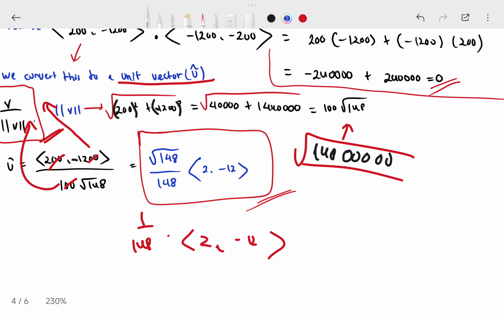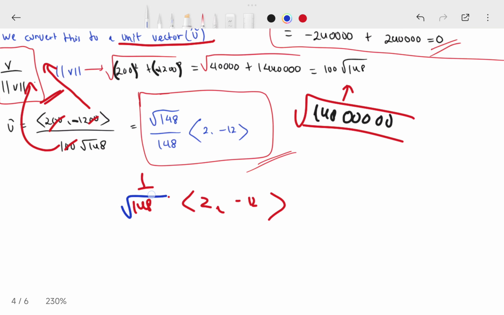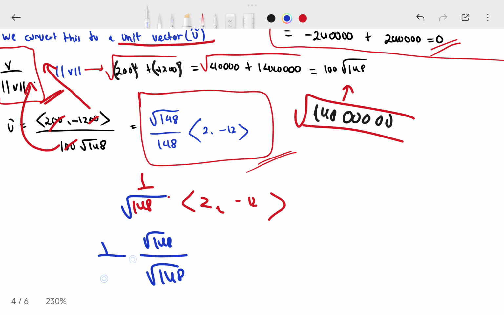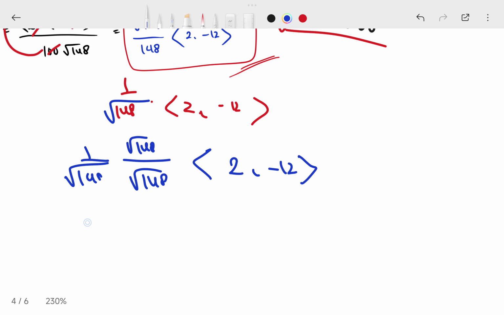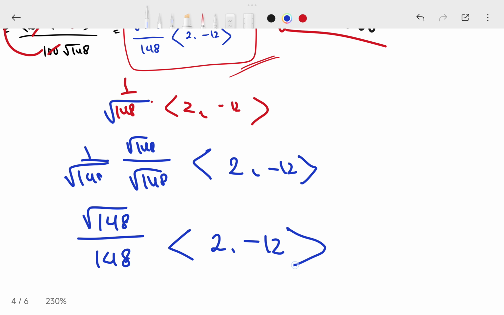But all we want to do here is rationalize this one. So we multiply by the square root of 148 over the square root of 148. So we get the square root of 148 over 148 times the vector (2, minus 12).